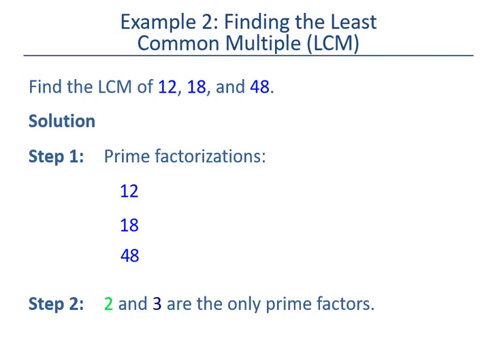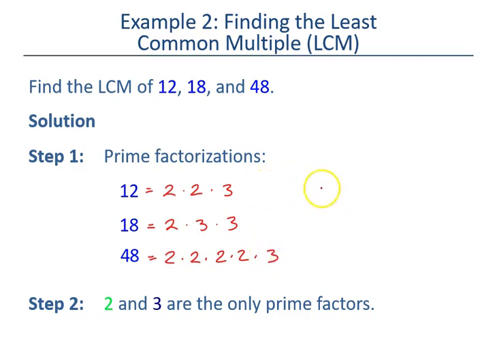We're going to find the LCM of 12, 18, and 48. First off, we're going to prime factorize 12. Let me come in here. The prime factorization of 12 is 2 times 2 times 3. And then for 18, we're going to have 2 times 3 times 3. And then for 48, we're going to have 2 times 2 times 2 times 2 times 3.